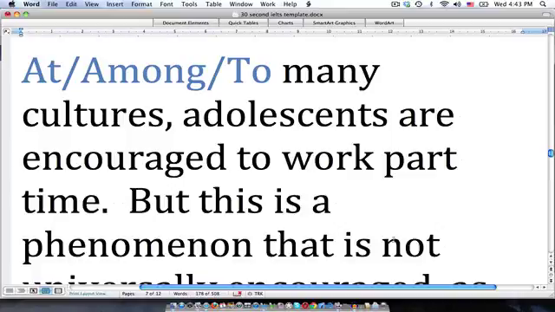And the correct answer here would be "among." Now, I know some of you might think that in certain circumstances we might say "to many cultures," but it wouldn't work in this sentence. We could say something like, "to many cultures, the idea of adolescents working part-time is crazy." I can't think of a better word. So "to many cultures, the idea of..." Do you see the way that it's structured a little bit differently there? We couldn't say here, "to many cultures, adolescents are encouraged to work part-time." The better answer would be "among." Among many cultures, adolescents are encouraged to work part-time.